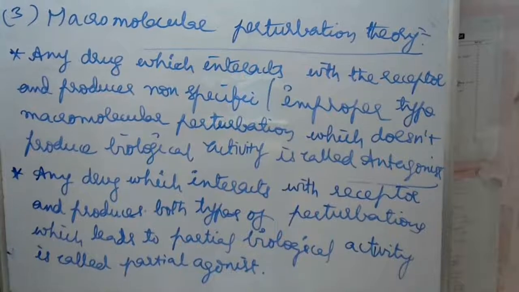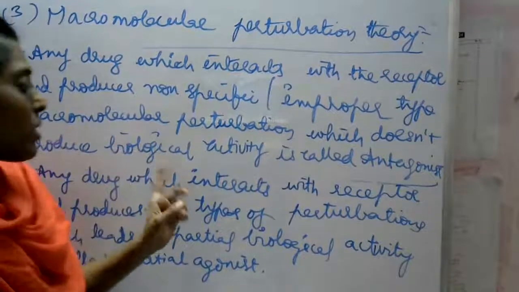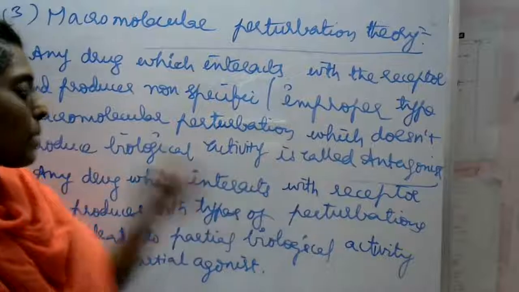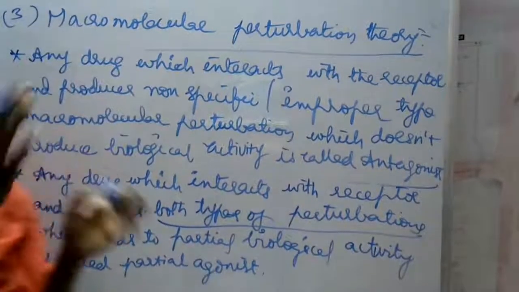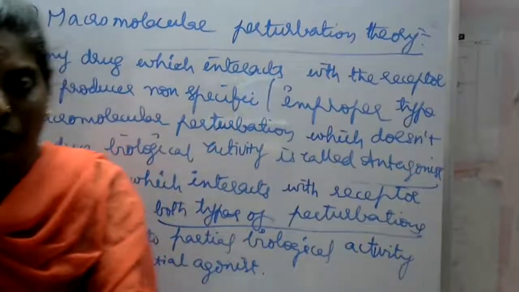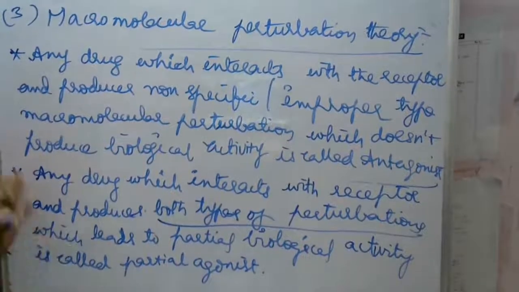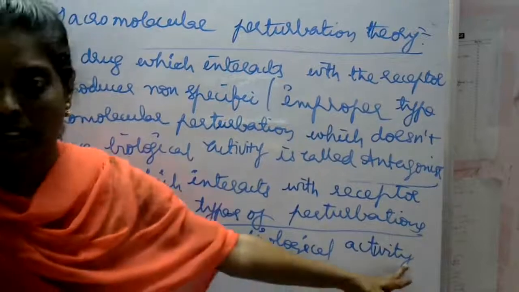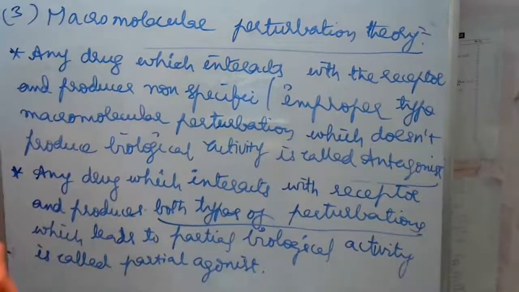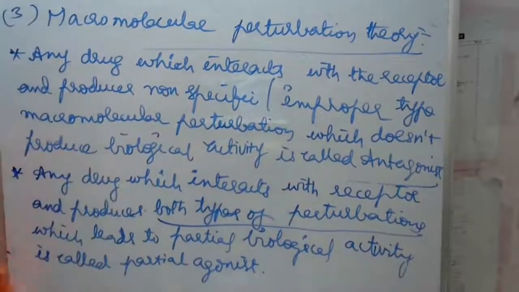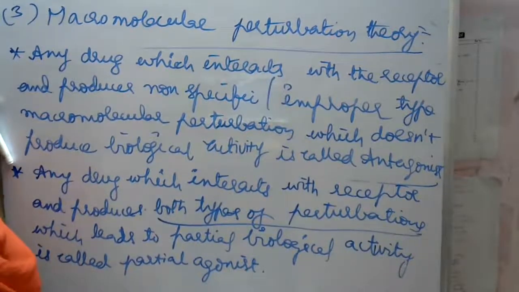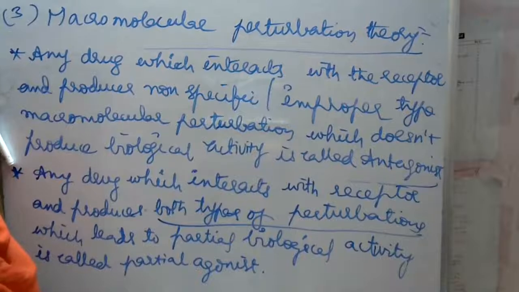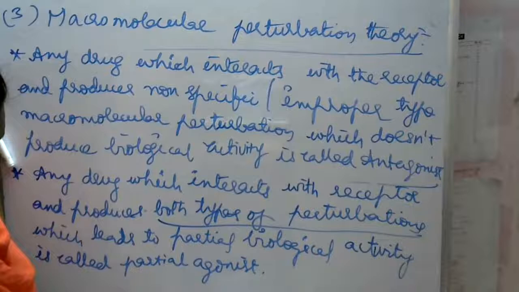The drug which interacts with the receptor and produces both types of perturbations, specific as well as non-specific, which leads to partial biological activity, is called a partial agonist.